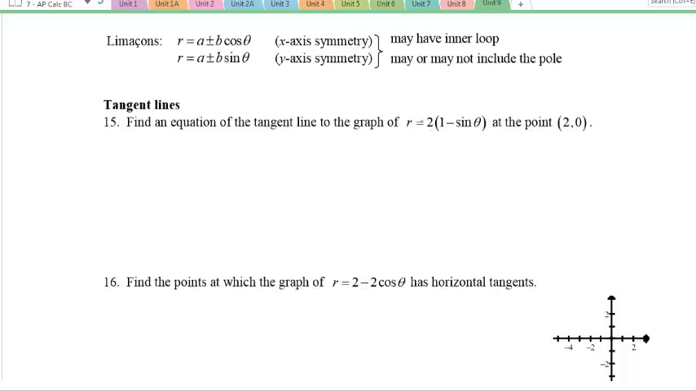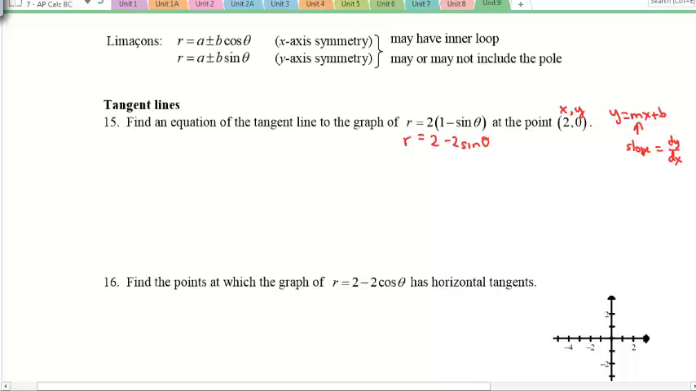The graph of r equals 2 bracket 1 minus sine theta, which of course if I expand that out, can just be 2 minus 2 sine theta. And it's at the particular point 2 comma 0. Now this is 2 comma 0 as a rectangular coordinate point. So remember, the idea of a tangent line is just y equals mx plus b, right? So we need to find what m is, and m stands for the slope, and the slope is just dy dx.